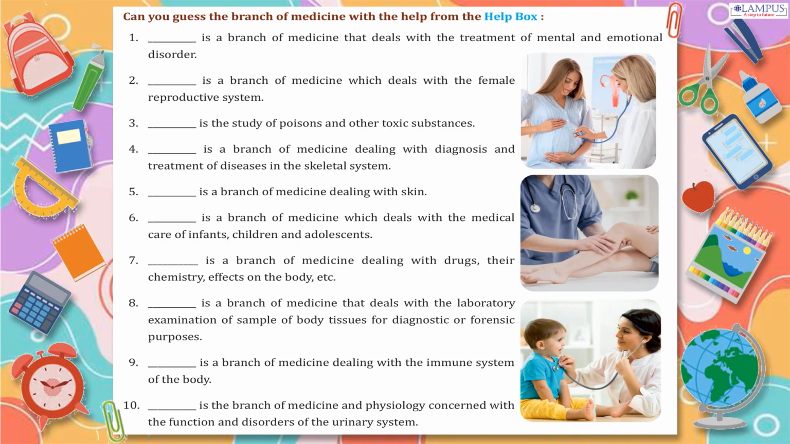7. Is a branch of medicine dealing with drugs, their chemistry, effects on the body, etc. 8. Is a branch of medicine that deals with the laboratory examination of sample of body tissues for diagnostic or forensic purposes. 9. Is a branch of medicine dealing with the immune system of the body. 10. Is the branch of medicine and physiology concerned with the function and disorders of the urinary system.